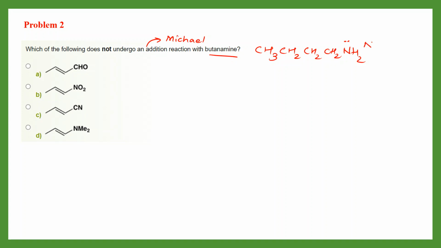We know this is your nucleophile, and we also know very well that in the Michael reaction we should have two things: a Michael donor and another, a Michael acceptor, correct?